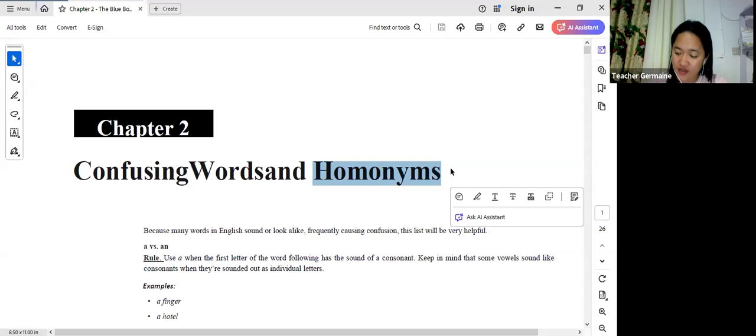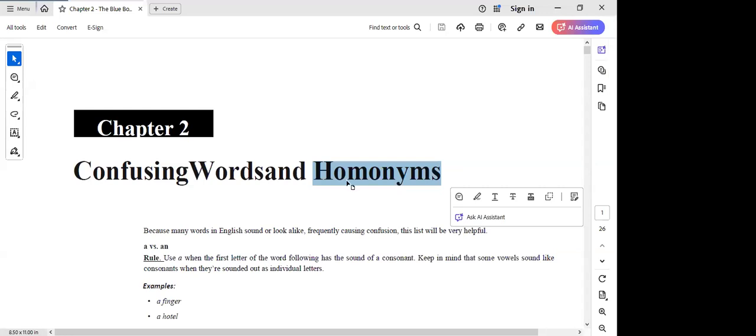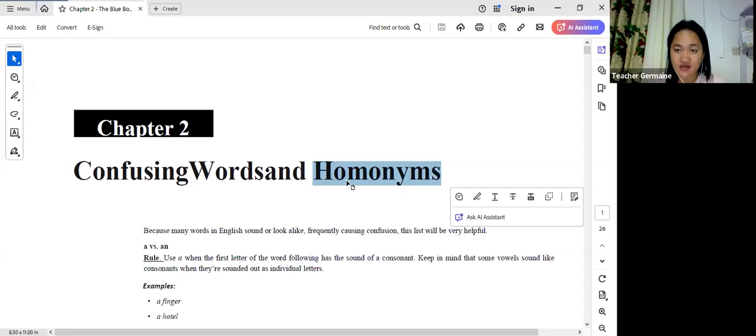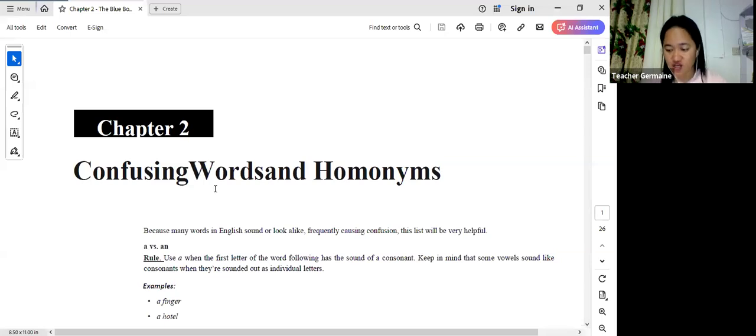Anyone? How are we going to read the highlighted word? Homonyms. Yes, homonyms, very good. So what is a homonym? Teacher will just be using the chat box to give the definition of homonym. If it's singular, it's homonym, but if it's plural, we say homonyms. Allow me first to write the definition of homonyms.